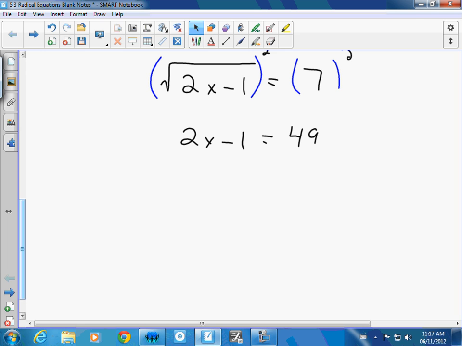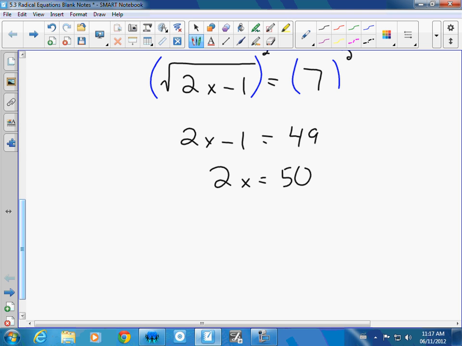Okay. Move the 1. 2x equals, the 1 goes to the other side, becomes 49 plus 1 is 50. Oh, we divide by 2. What does x equal? 25.